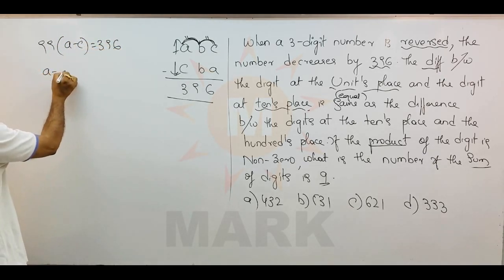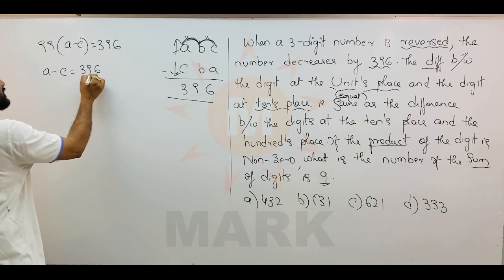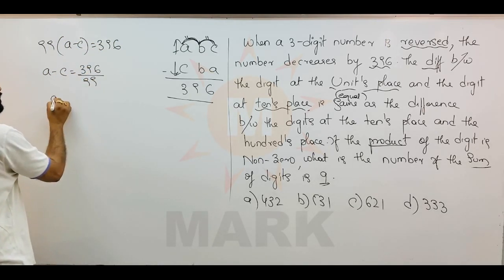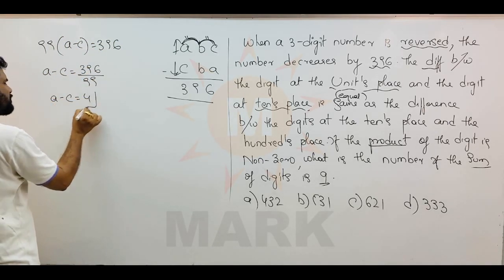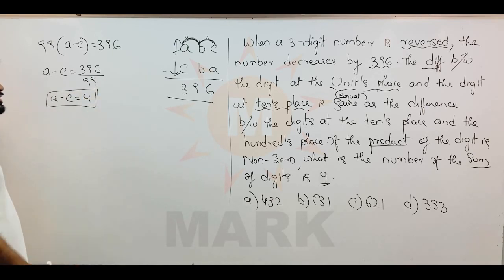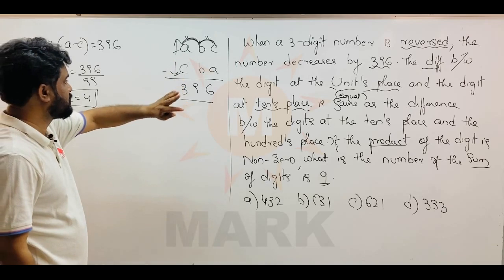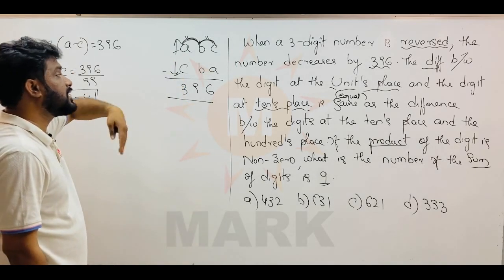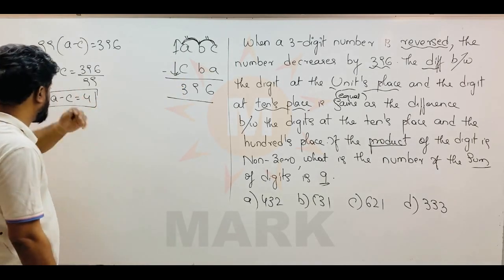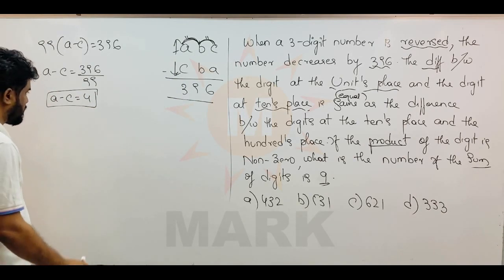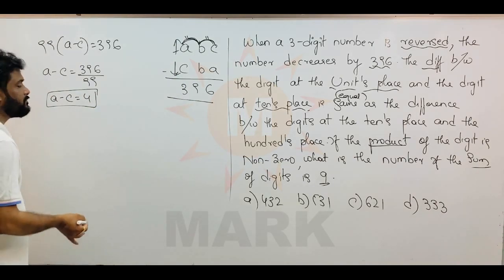So A minus C is equal to 396 by 99, that is equal to 4. My dear friend, the difference between the first digit and last digit is 4. What are the combinations that can give this difference of 4? Let us write something like this.